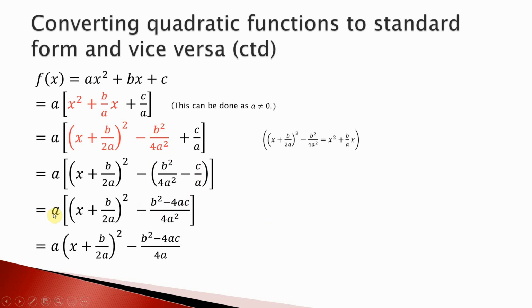Now you distribute a back in. Here you took out a, now we are sending it back. So a times this, a times that, so this a squared becomes a, because this thing also gets multiplied by a. So this a squared became a.